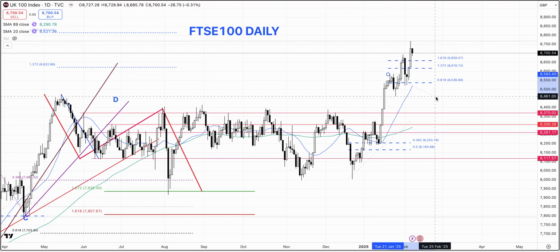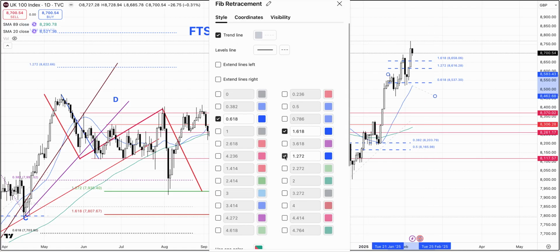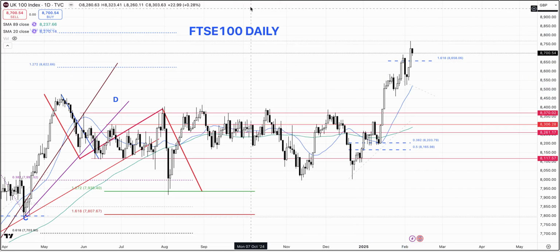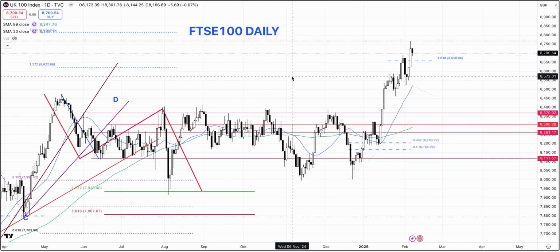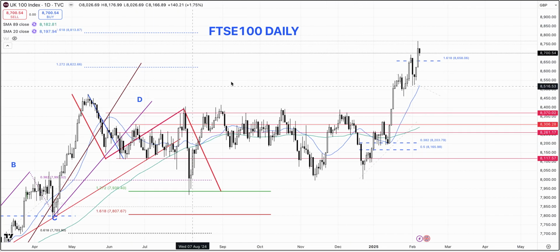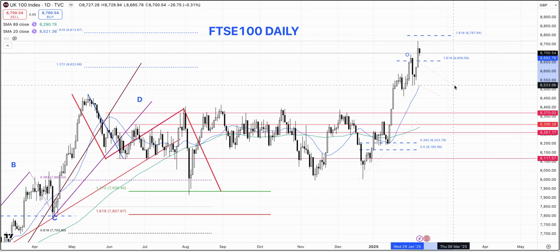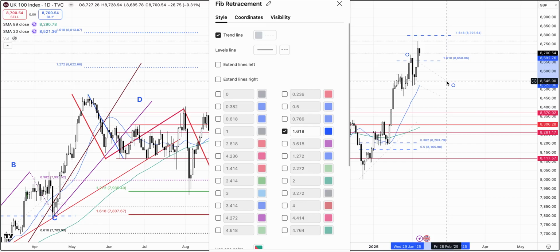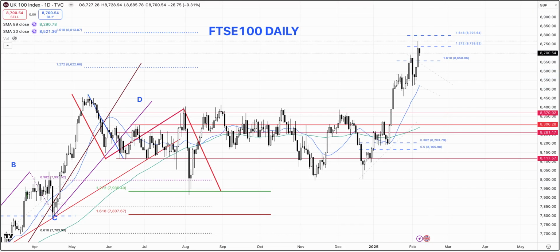I see a potential pattern formation right here, which looks more like a three drives to a top, but the problem is that I would really like to see a three drives to a top take place underneath a previous high, because here it is making new all-time highs. So here we go. We do have something like this. There's a possibility of some sort of a pullback to happen.